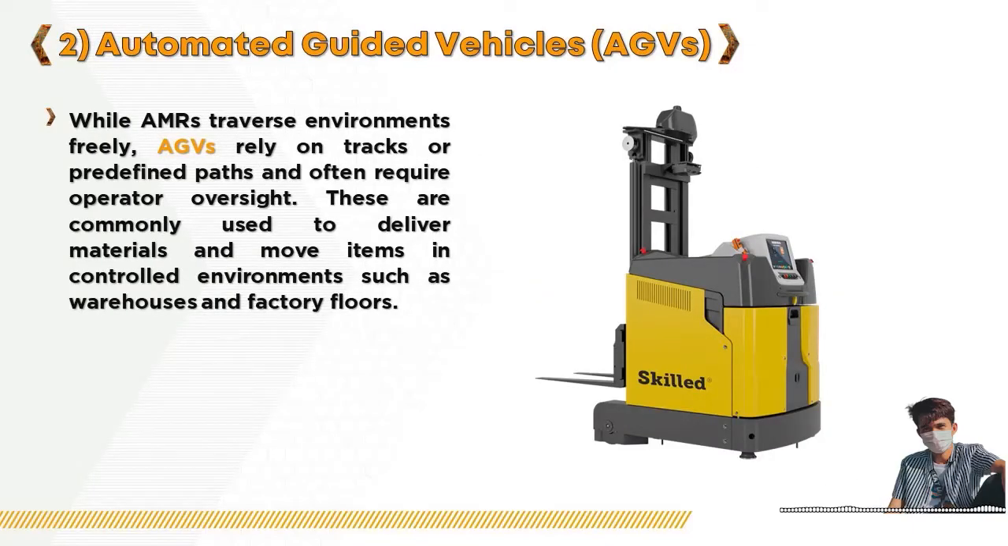Second, Automated Guided Vehicles or AGVs. While AMRs traverse environments freely, AGVs rely on tracks or predefined paths and often require operator oversight. These are commonly used to deliver materials and move items in controlled environments such as warehouses and factory floors.